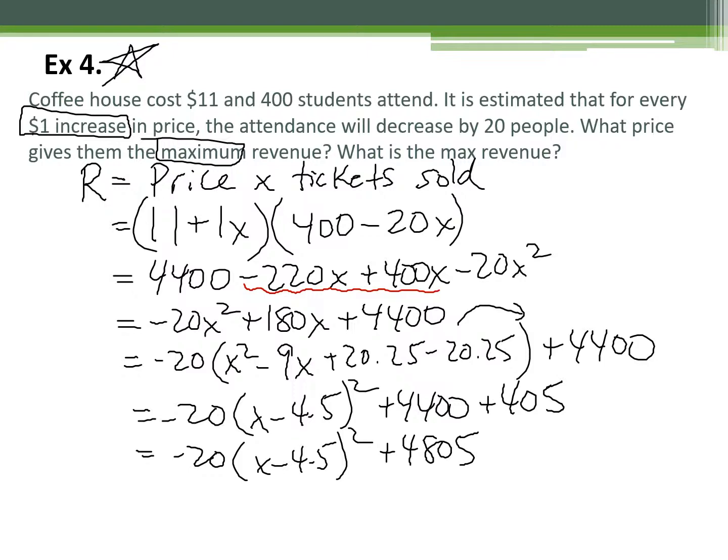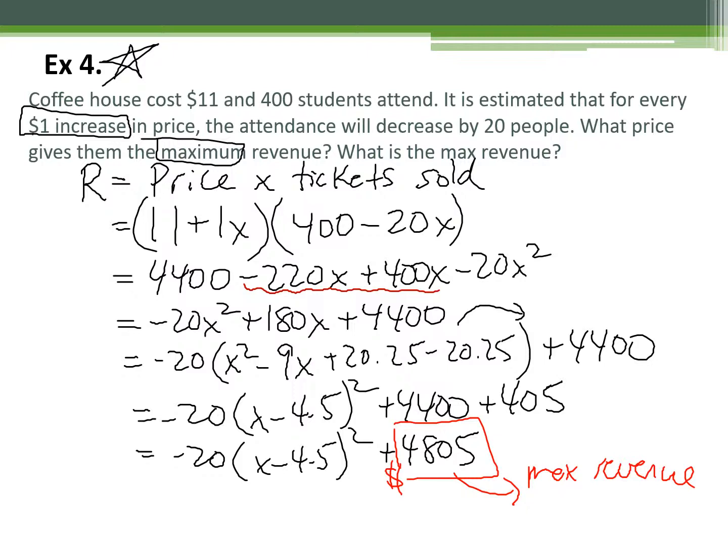You should answer this with a therefore statement, but I'm just going to summarize a little bit. So the first part says what price gives them the max revenue. What is the max revenue? So I'll take care of the second part first, max revenue. This right here gives us the max revenue. So the most that Trinity can bring in for money from Coffee House under these stipulations would be $4,805.